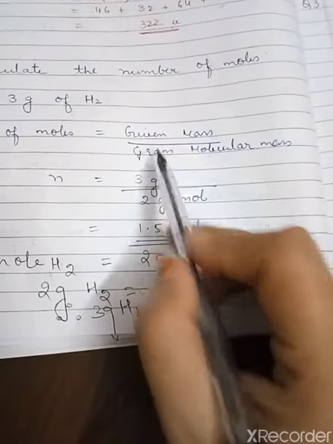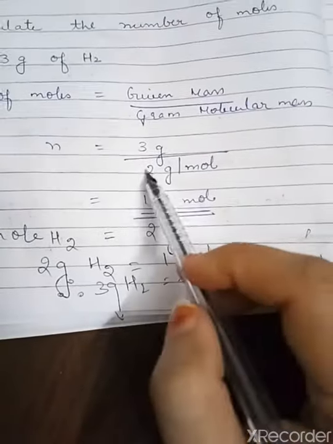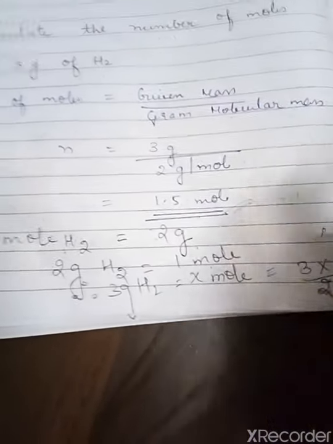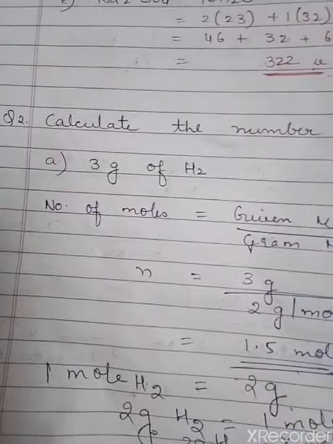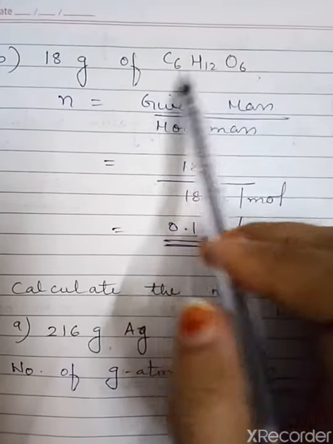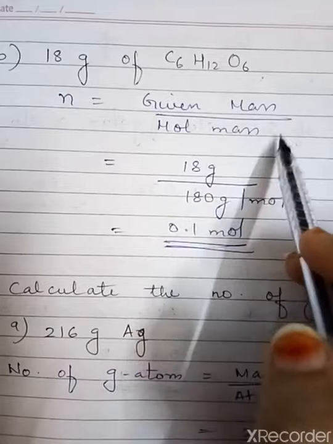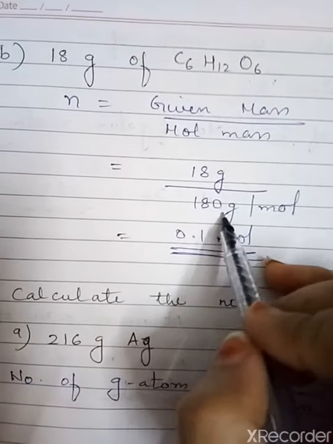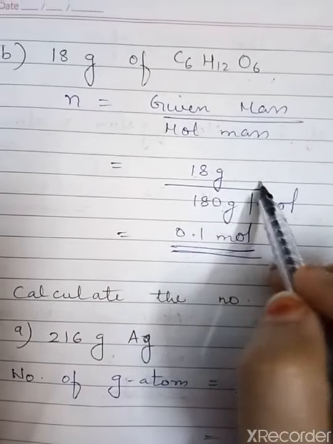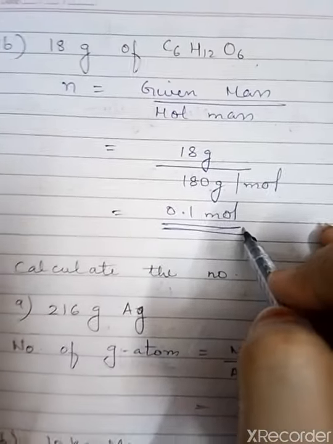So that is the formula, given mass upon gram molecular mass. Given mass is 3, molecular mass is 2. So 3 by 2, 1.5 mole. So this is how you calculate the number of moles. Next, 18 gram of C6H12O6, that is sugar, glucose. So n is equal to given mass upon molecular mass. The molecular mass is 180 gram per mole, and given mass is 18. So 18 upon 180, that is 1 by 10, which is 0.1 mole.